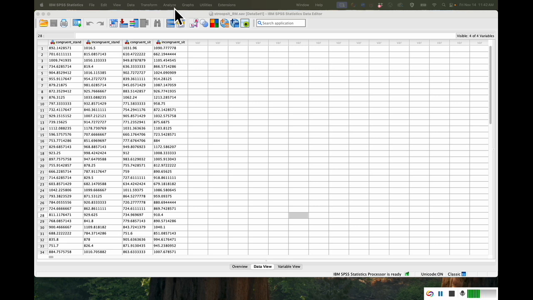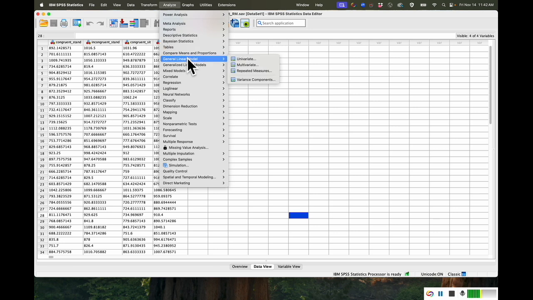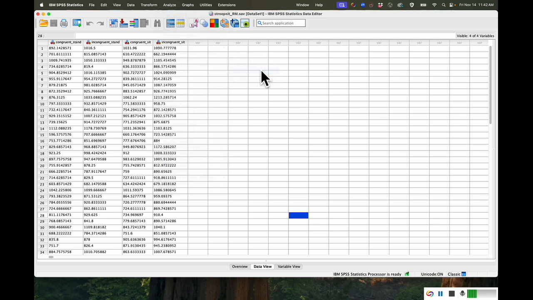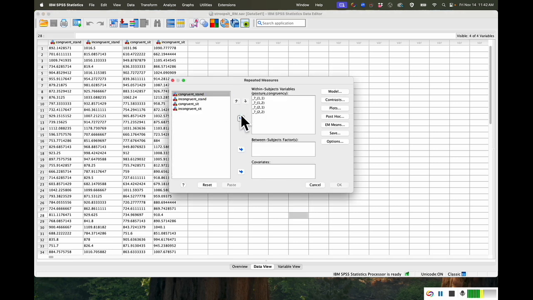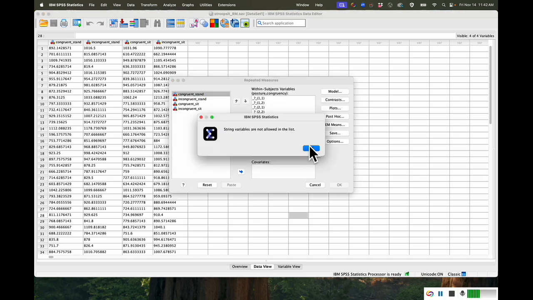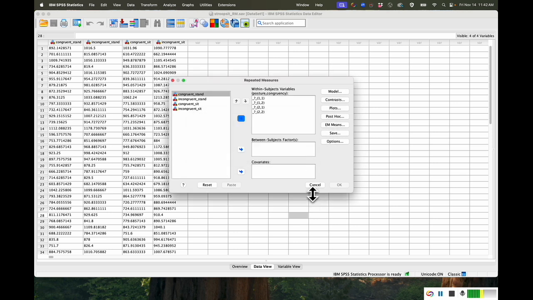Now, to begin with our two-way ANOVA, we first may notice that if we look here, there's little a's written here. I'm going to show you what happens. If I go to Analyze, General Linear Model, Repeated Measures, I'm going to say posture is 2, so sit, stand, and then congruency is 2, congruent, incongruent, defined. Now watch, I try to go over here, it says string variables are not allowed on the list.